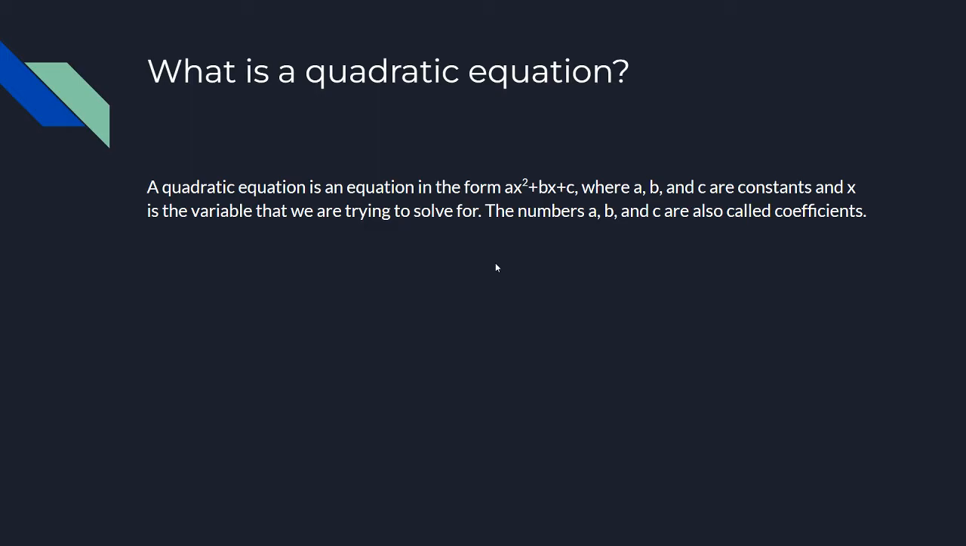So a quadratic equation is essentially an equation in the form ax squared plus bx plus c, where a, b, and c are constants. These are numerical constants, and x is the variable that we are trying to solve for. The numbers a, b, and c are called coefficients. Just a little bit of insight on why this is called a quadratic equation: quadra means square in Latin, so that's just because we have the x squared in here.